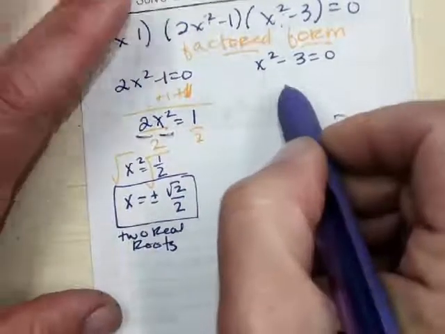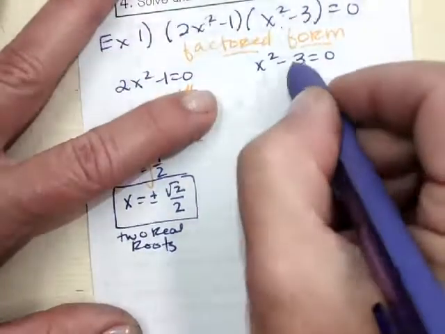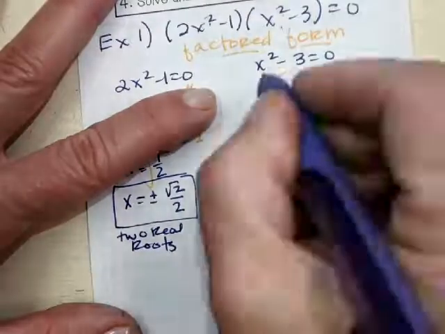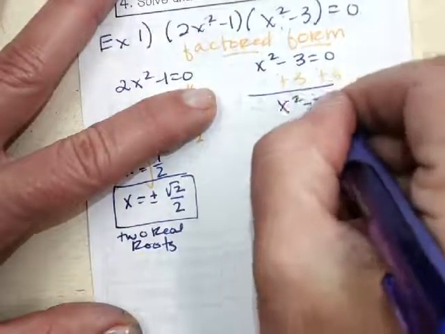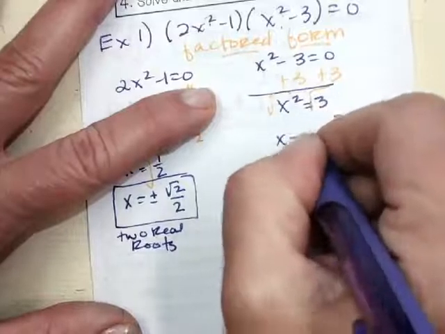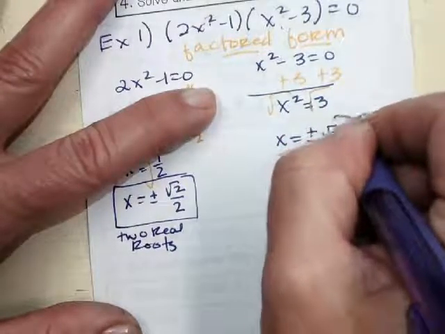Now I'm going to solve this one. I'm going to add 3 to both sides, and I get x squared equals 3. And then when I take the square root of both sides, x is equal to plus or minus the square root of 3.